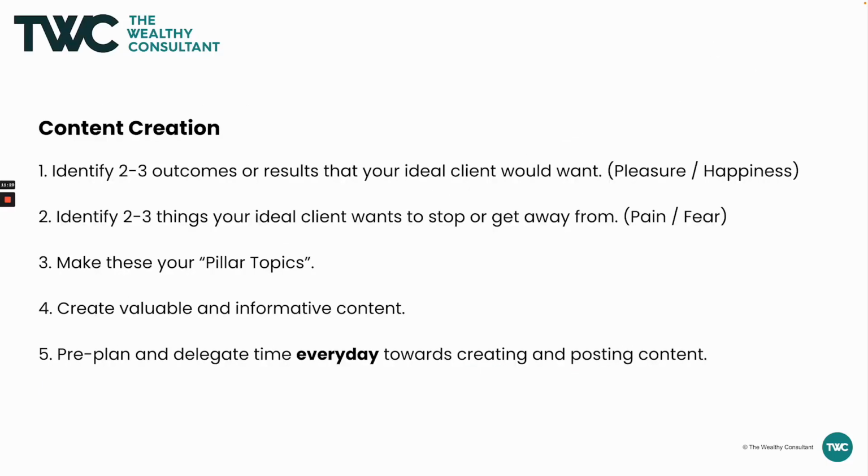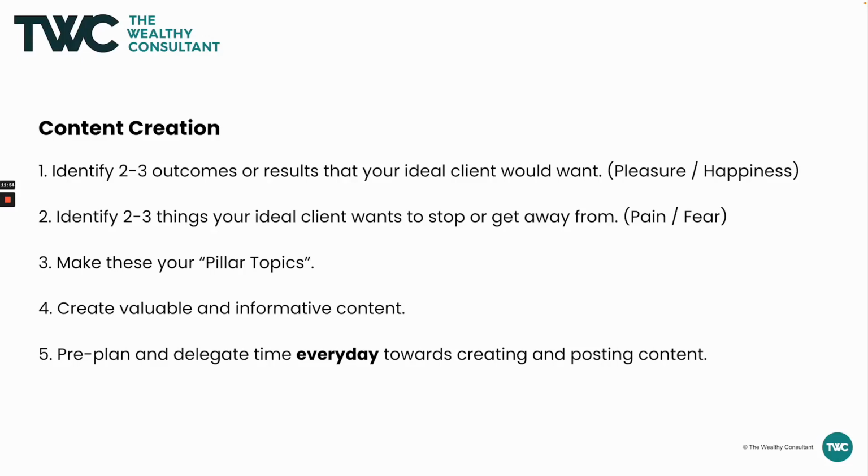Now let's dive into content creation. This is where we get brass tacks, we get straight into it. So have a pen and paper ready. But again, let's roll through this for the first time. You can always come back and revisit this with more detailed notes. So first, number one, identify 2 to 3 outcomes or results that your ideal client would want. We should have already been able to pull from this from our homework earlier in the course. Okay, so this isn't necessarily something new you have to do. This is pulling from building blocks that we've already established. Identify 2 to 3 outcomes or results that your ideal client would want. Pleasure and happiness side of things.